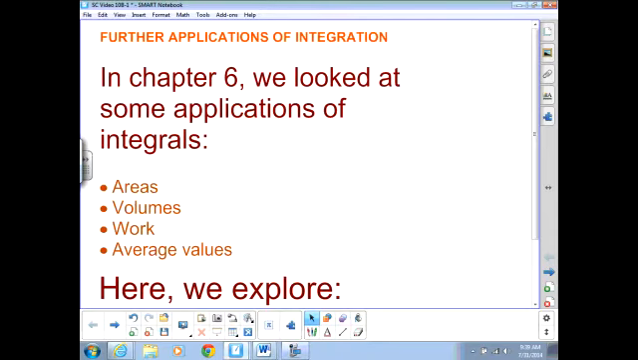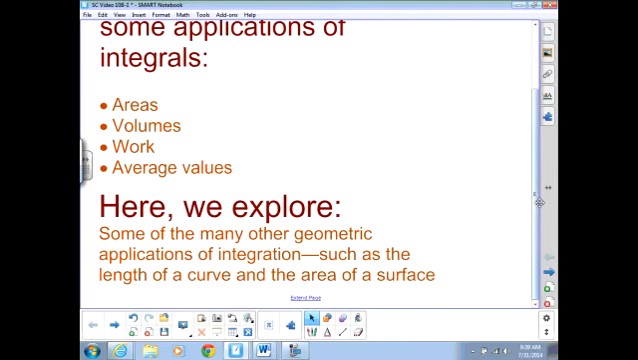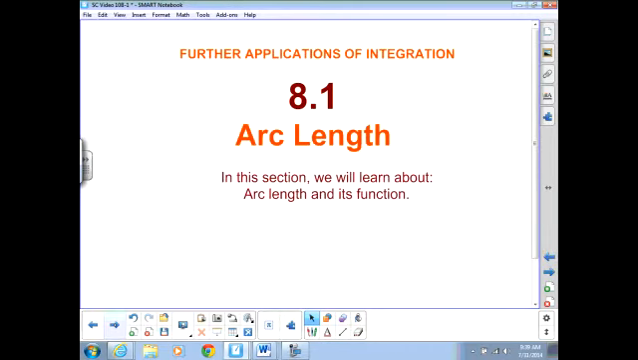So in Chapter 6, the applications of integrals, we used it to find areas, volumes, and work, and then we just recently saw how we could use integrals to find average values. What we'll start looking at now is some more geometric applications of integration. And what we'll look at in today's video is how we can find the length of a curve. So today's topic will be arc length.